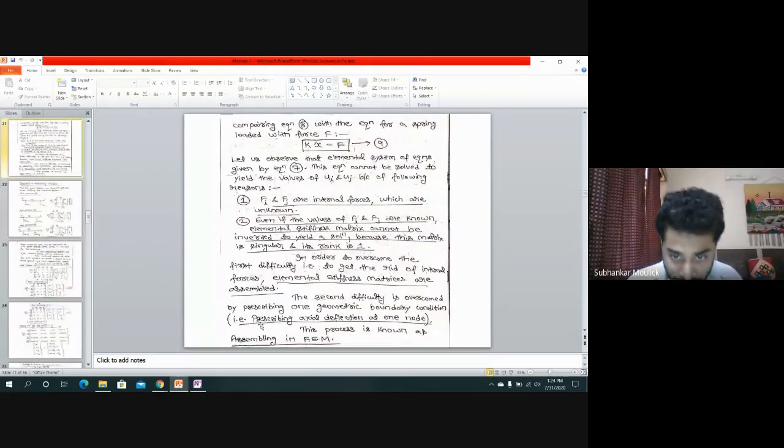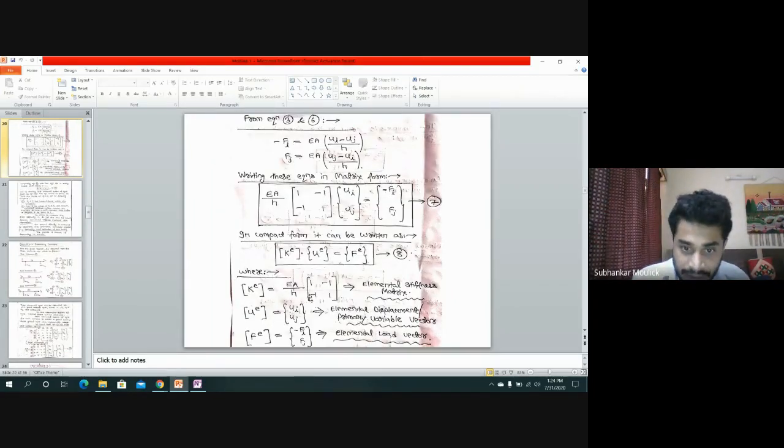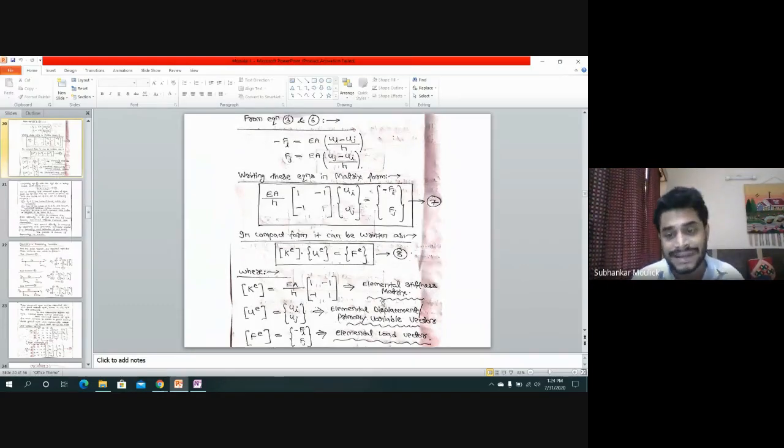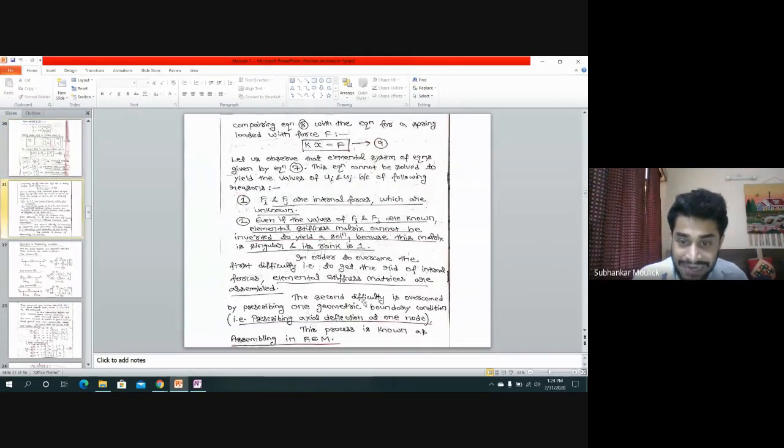To overcome the first difficulty, when Fi and Fj are unknown to you, to get the internal forces, elemental stiffness matrices are assembled. That means this matrix, EA by h, 1, minus 1, minus 1, 1, you have to write individually for each and every element, and at last you have to assemble it. This is one way by which you can solve equation number 7. What is the second way? The second way addresses the second difficulty, when the matrix is singular.